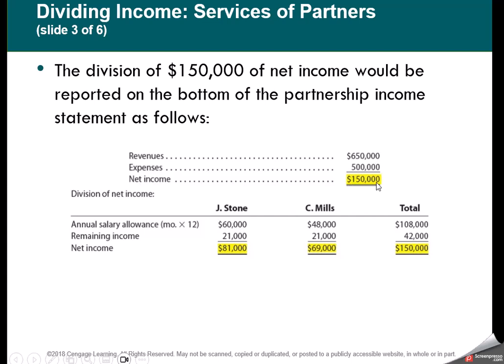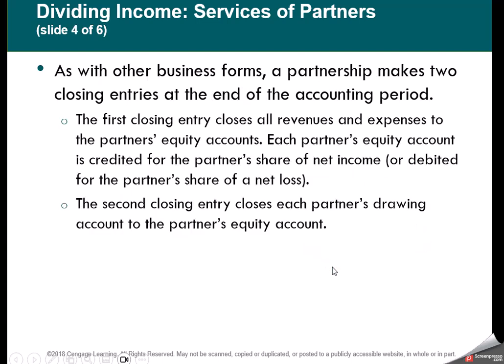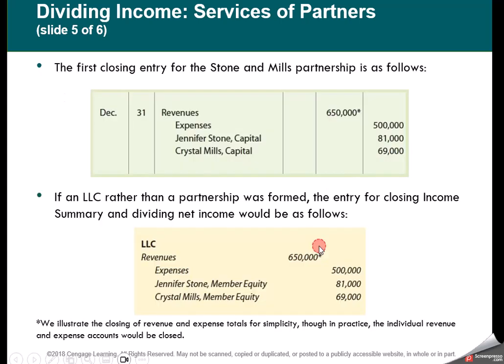So out of the 150, the first 108,000 goes to their salaries. And then the 42,000 is what's remaining to be split, and it's split equally. So then that's how we distribute out that income. Yep, so then that's just explaining that. So then here is the journal entry for it, though.